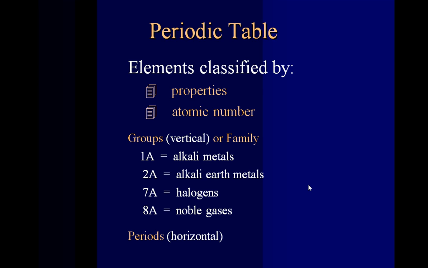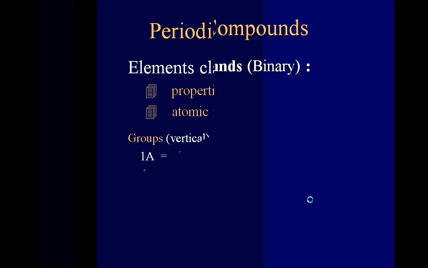The periods are the horizontal rows, and until we do electron configurations, those don't have too much significance other than the energy level that they're in. So we'll talk about that a little bit later on as well.